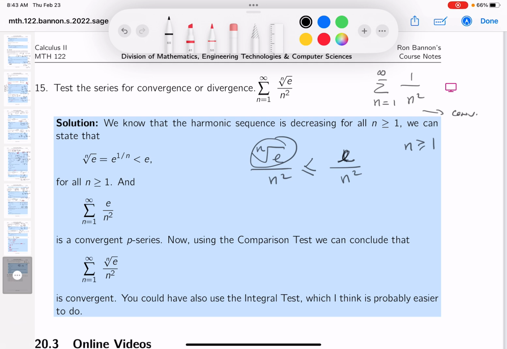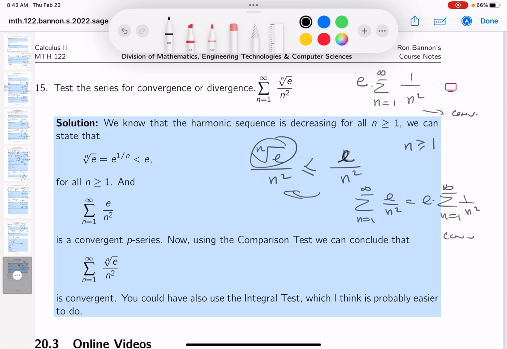Now, what do I know about this over here? It's a multiple of this guy, so I could write this down. It's just simply e times that. So this is convergent. Let me write this over here. This is n equals 1 to infinity, the same thing as e times the sum, n equals 1 to infinity, of 1 over n squared. It's certainly convergent. So this is below it. What do I know? It's convergent.